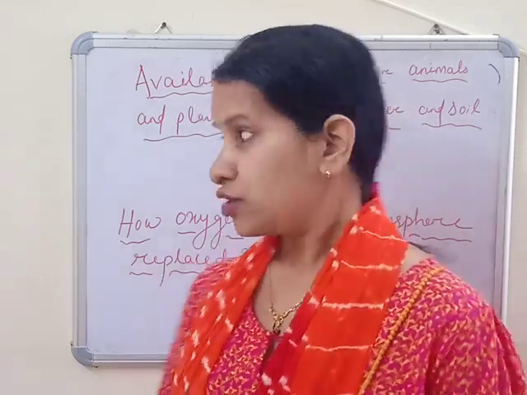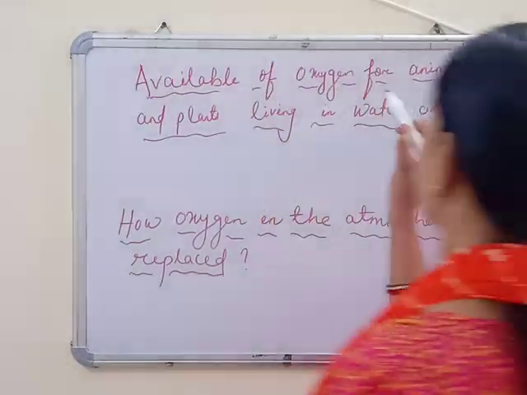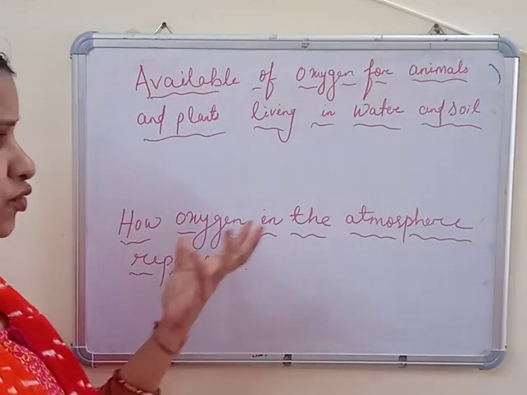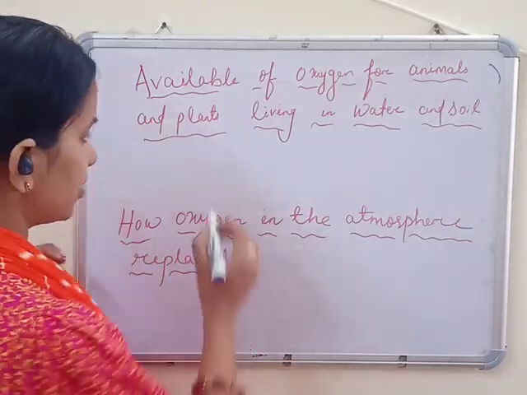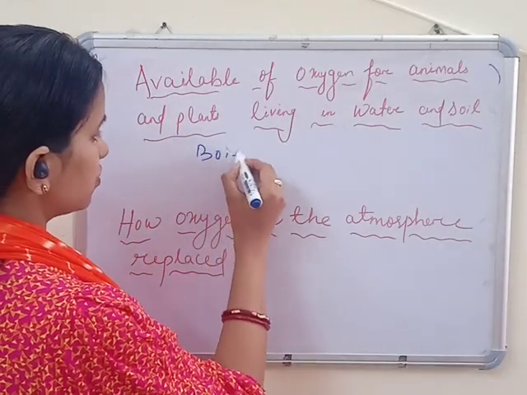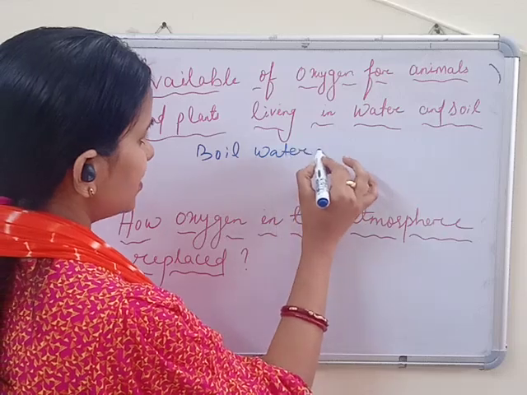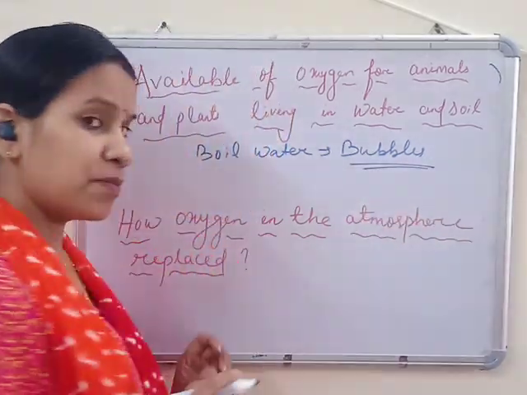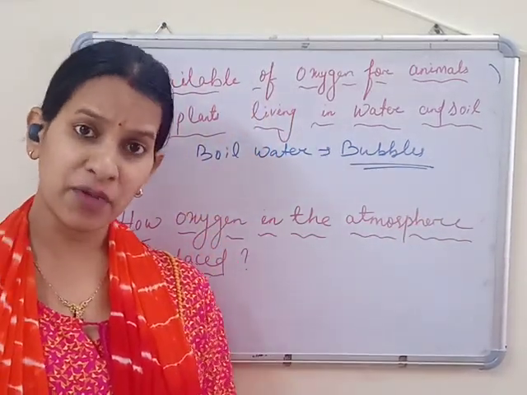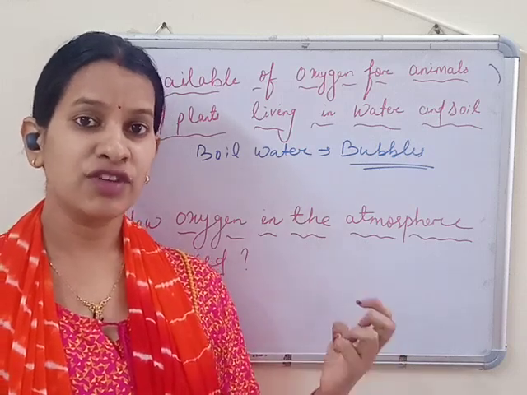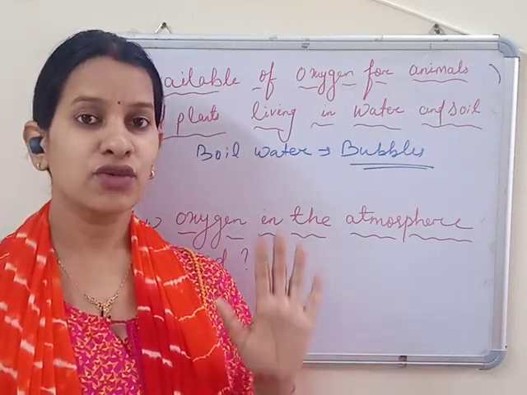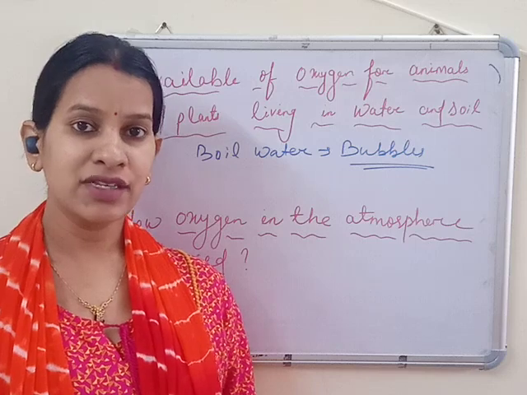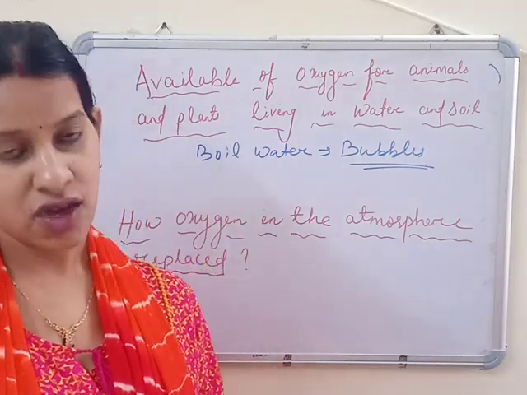Let's discuss how oxygen is available for the plants and animals living in water and soil. If you take some water and start boiling it, you'll find some bubbles coming. The bubbles which come when it is boiling are nothing but the air dissolved in the water. It means the water has dissolved air which is taken by the water animals and plants for the process of respiration or breathing.